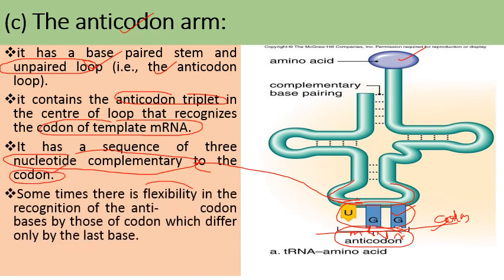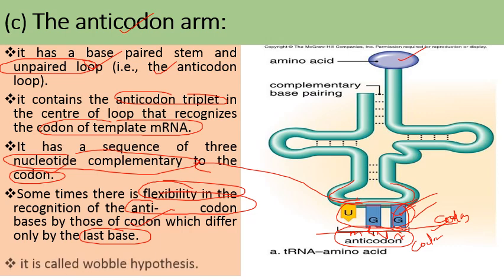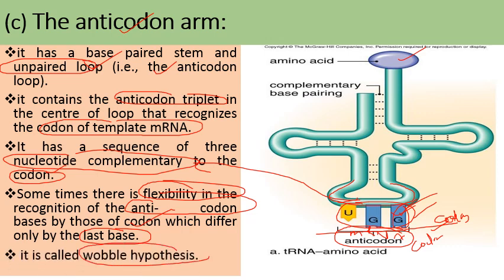Sometimes there is flexibility in recognition of the anticodon bases by those of the codons which differ only by the last base. Sometimes at the last base, the anticodons of tRNA show some flexibility in response to mRNA's codon and they code for a particular amino acid, and this last base doesn't affect the constitution of that amino acid. So this flexibility shown by these anticodons is known as the wobble hypothesis. It is called the wobble hypothesis, and this concept was given by Francis Crick.